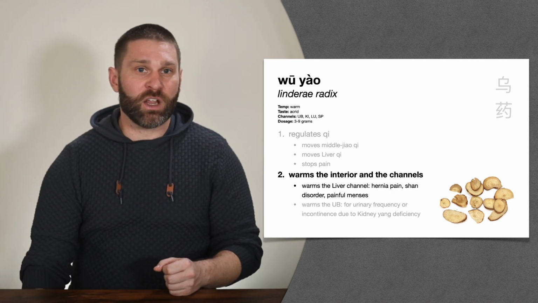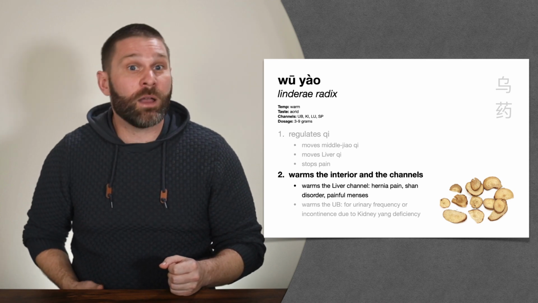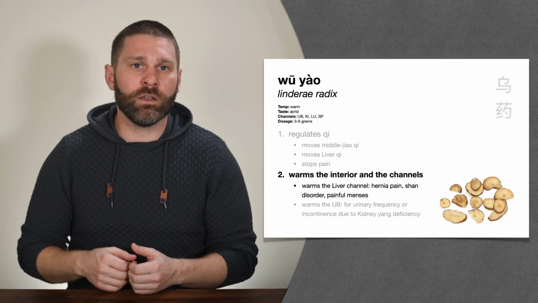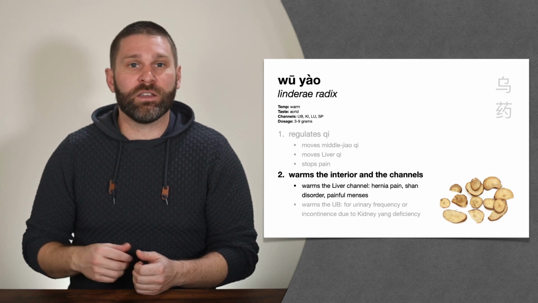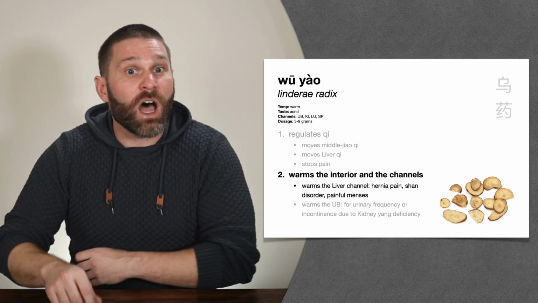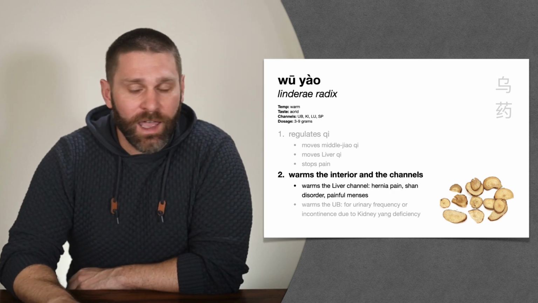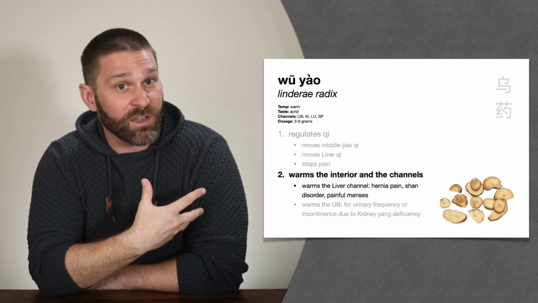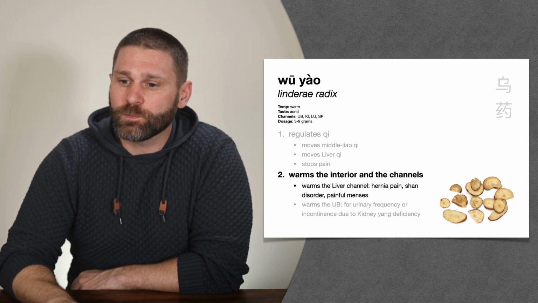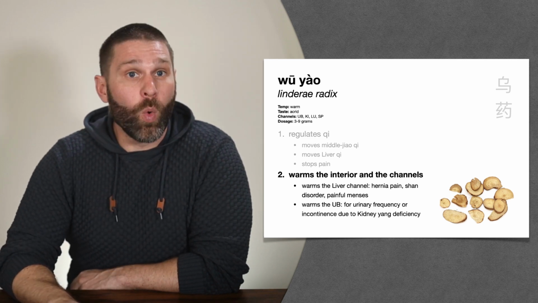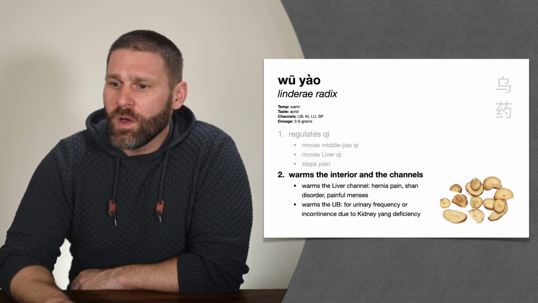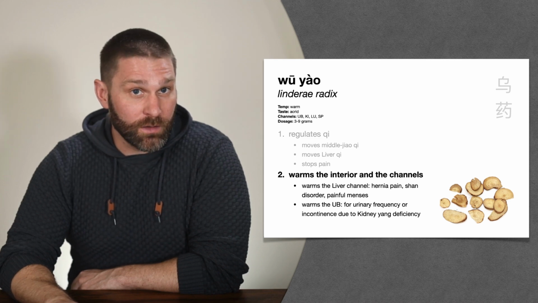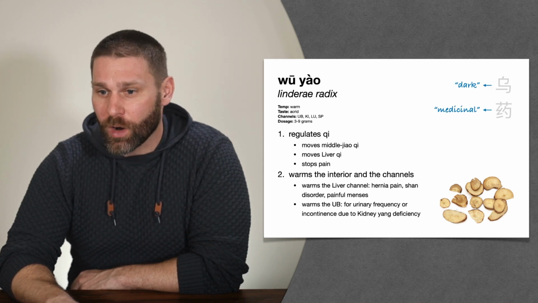So like we said, the liver channel comes up the leg, it goes to the inguinal area, and then it goes to the lower jiao. So if we have cold stagnating in the liver channel, it's very common to have things like painful menses, or hernia pain or Shan disorder is often cold stagnation in the liver channel. So Wu Yao is especially good for that because it's warming the channel and also moving the qi. We can also say that Wu Yao warms the UB or warms the kidney for urinary frequency or incontinence due to kidney yang deficiency. So those are the warming actions.